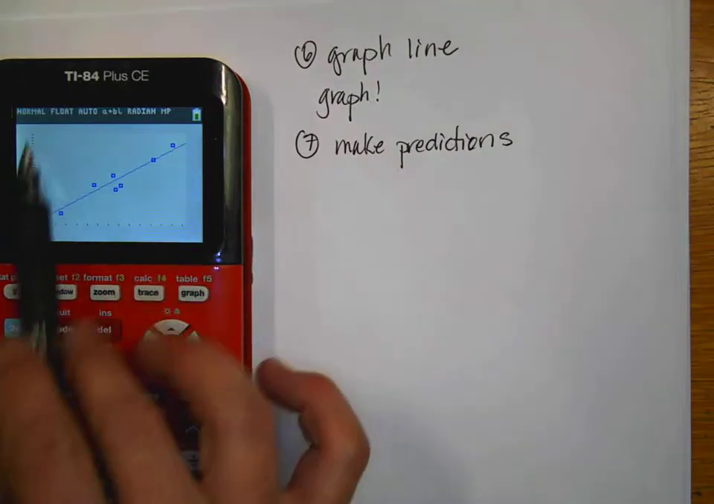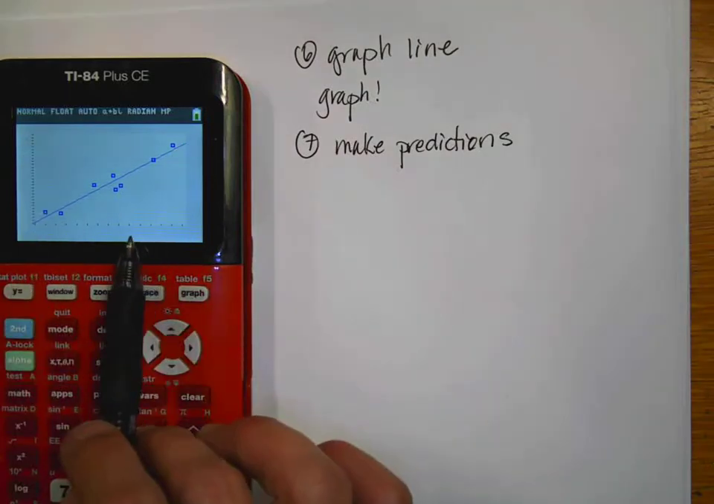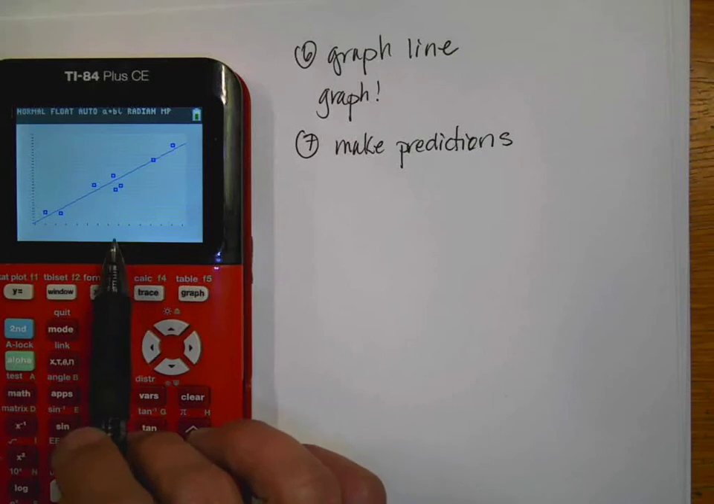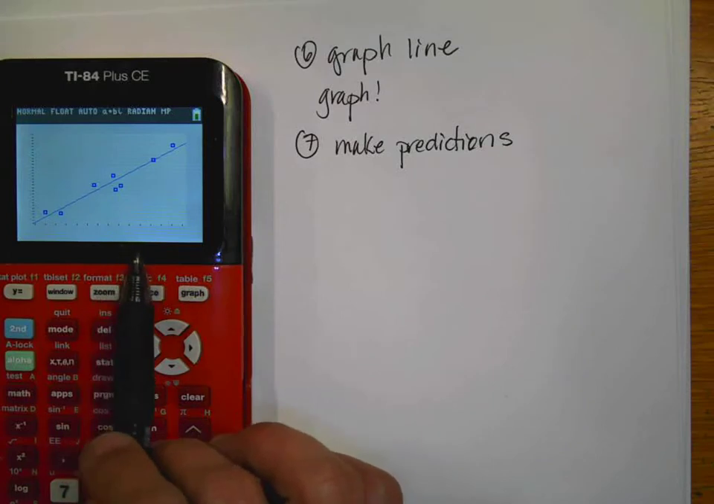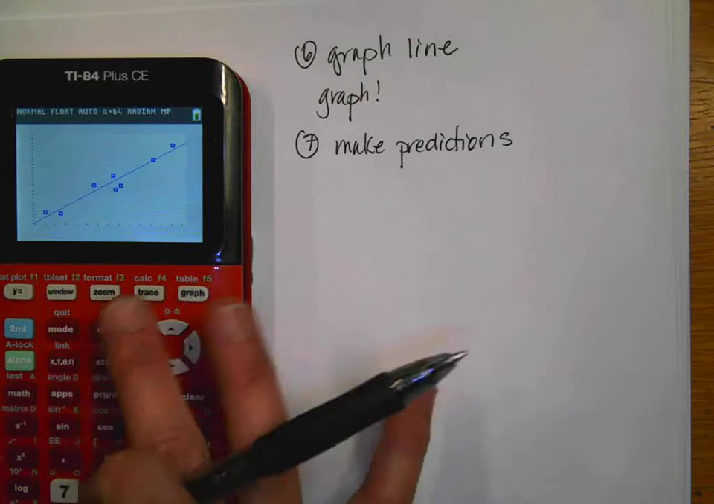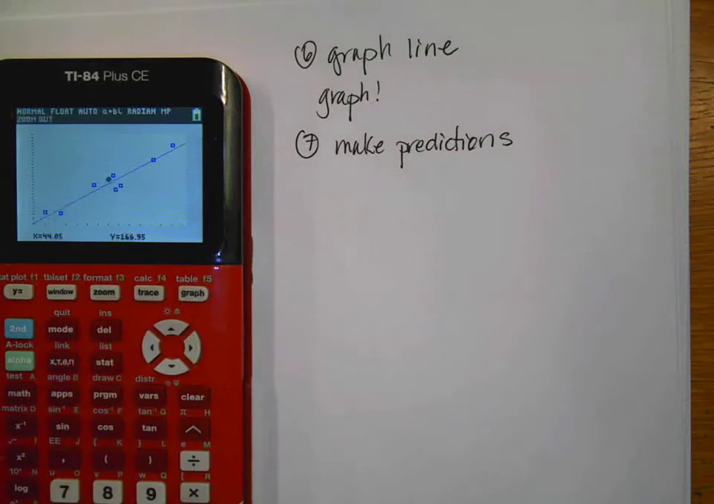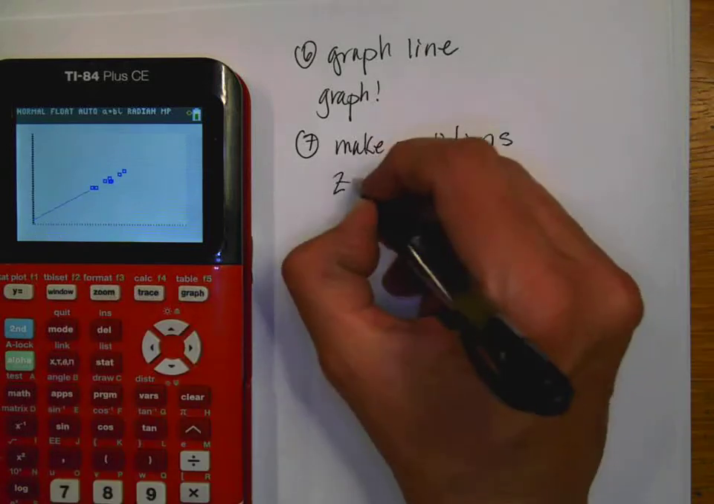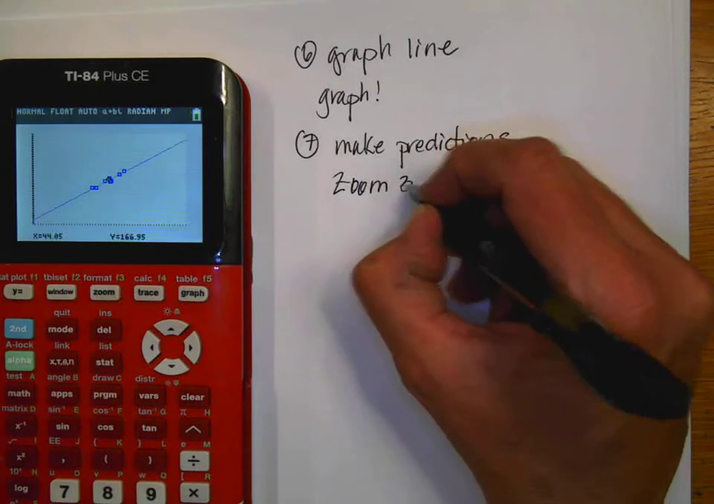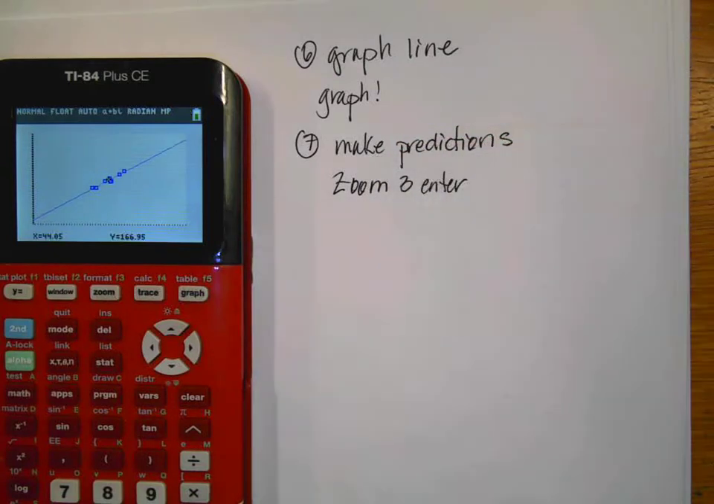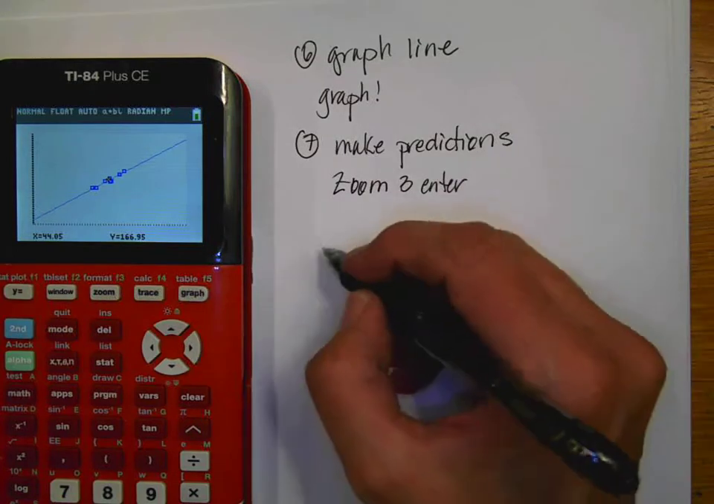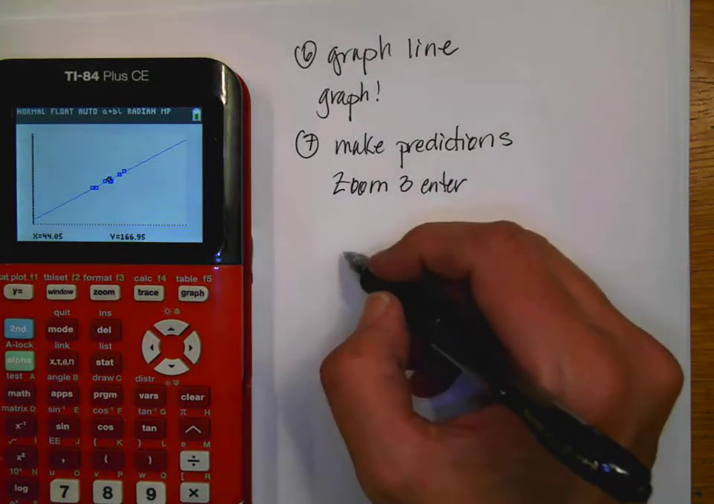The one thing that becomes difficult is that this is a set viewing window. When I do zoom 9, it's going to zoom on my data. Oftentimes I need to see more data than what is showing, so I'm going to do a zoom 3 enter, and I'm going to zoom out. So I'm doing a zoom 3 enter, okay, and that allows me to see more.